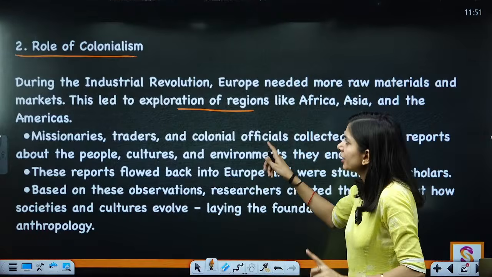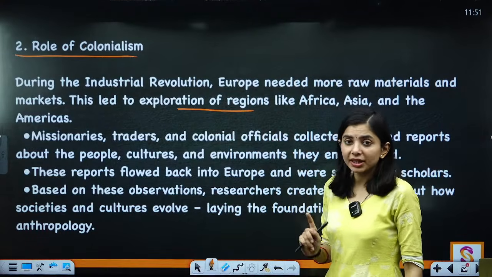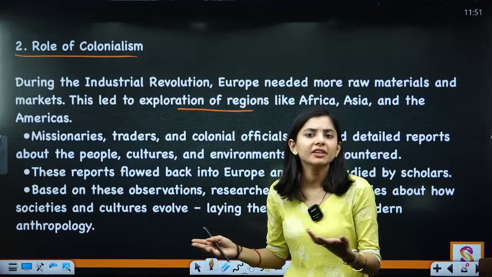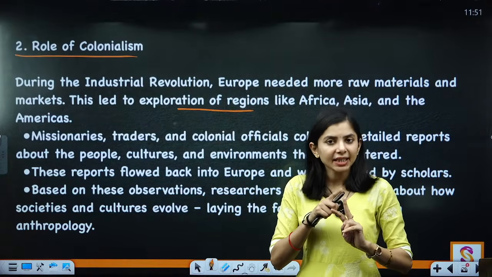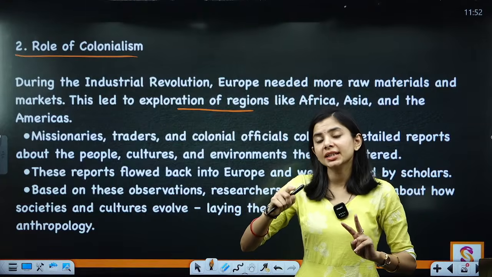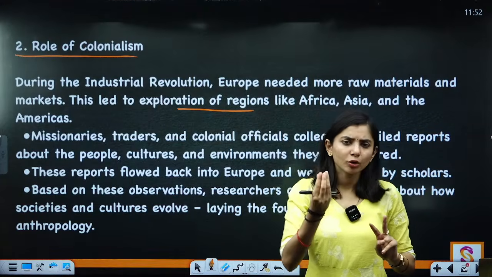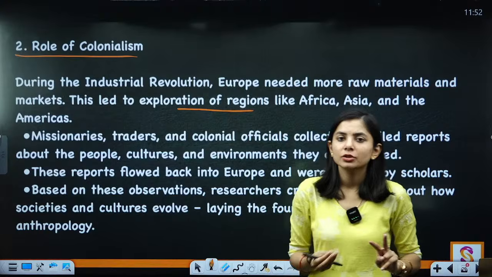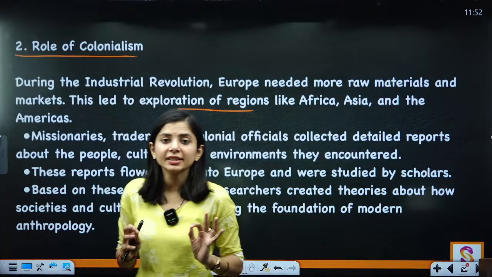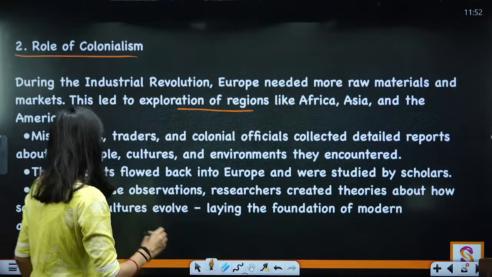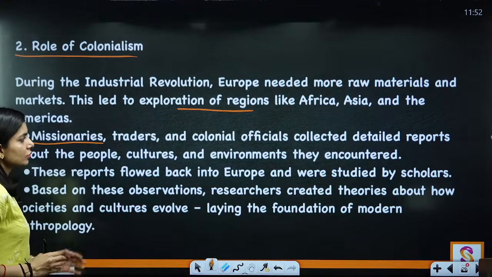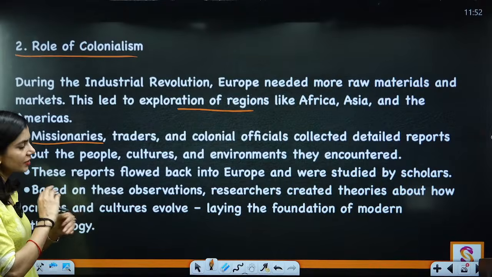So that's what you can find out as a role of colonialism, because they were having different objectives. So first, related to the Industrial Revolution. Second, because they considered their culture the supreme one. Remember I told you one term, ethnocentrism. So the European people, they were ethnocentric. They considered their own culture as the supreme one. Therefore their objective was missionaries. So they were collecting the detailed reports, they were changing them.